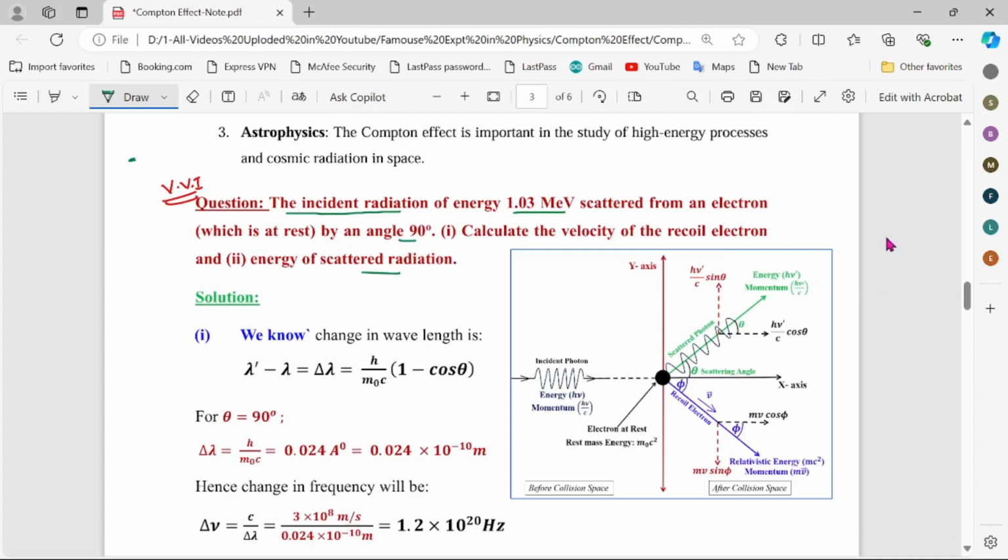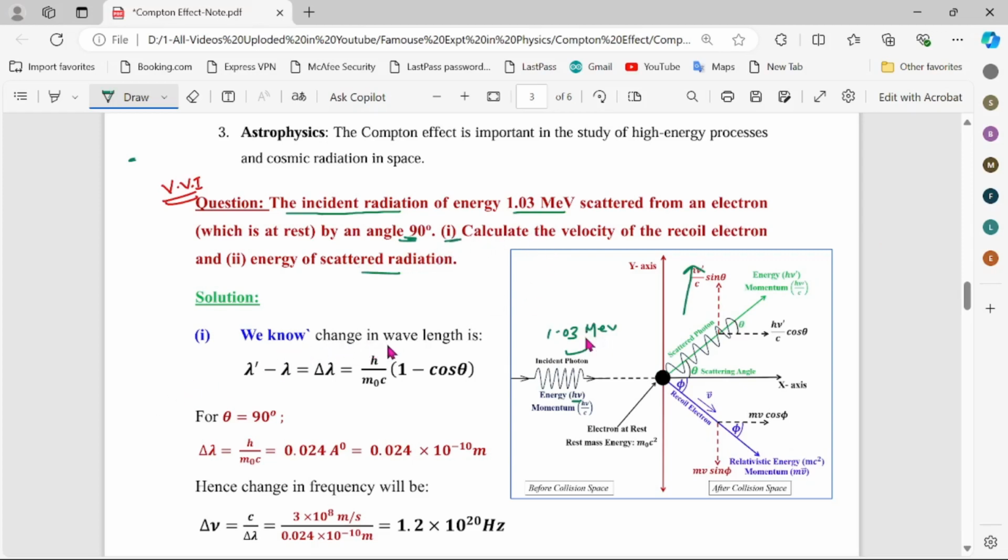In the question, the incident photon's initial energy, h mu, is given as 1.03 mega electron volt. It is scattered along this direction, 90 degrees, from the rest electron, with the electron moving along the positive y-axis direction, at an angle of 90 degrees. So what is the velocity of the recoil electron and the energy of the scattered radiation? First we are going to calculate this one.